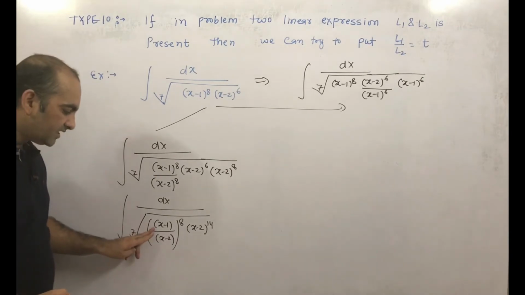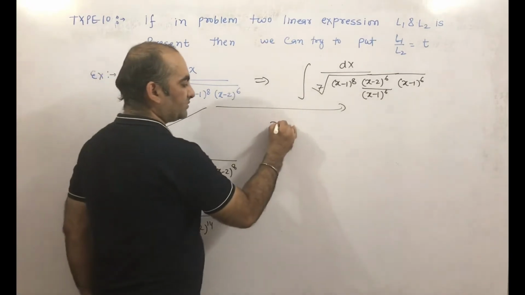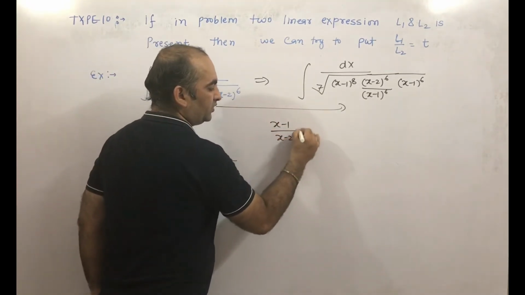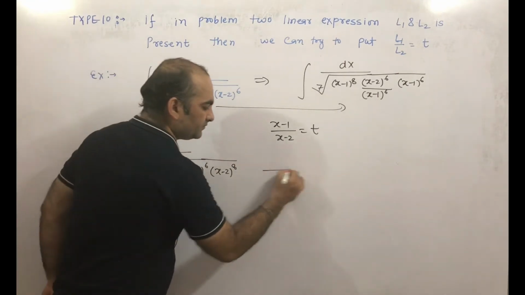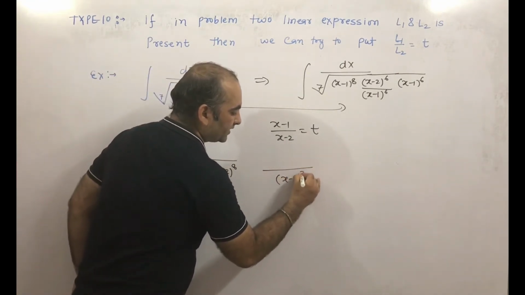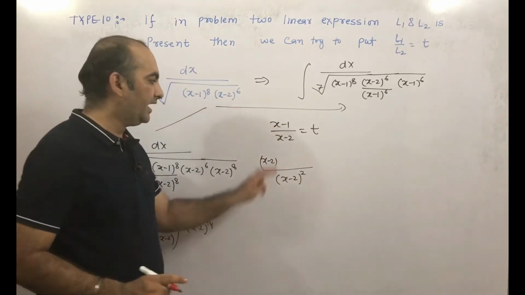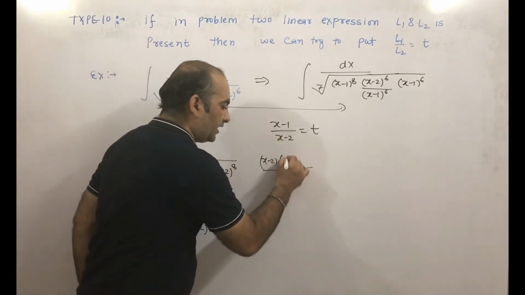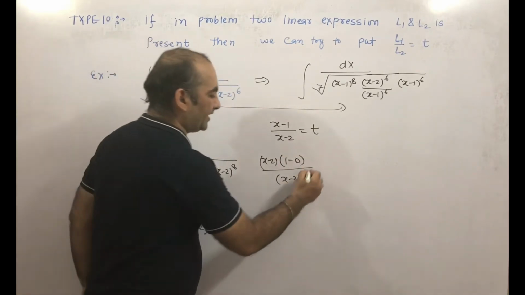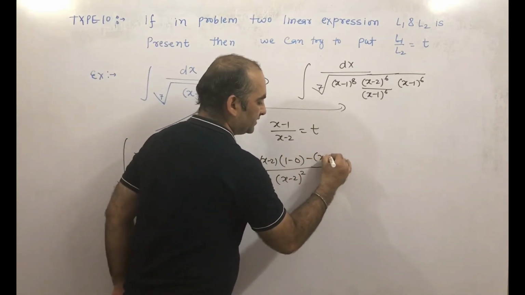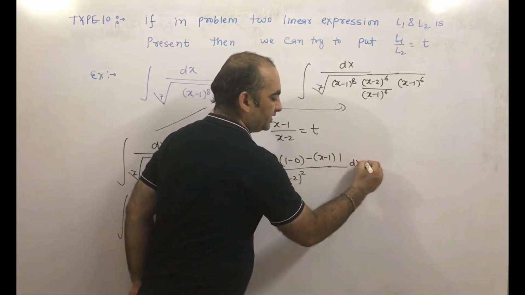So here you will take x minus 1 divided by x minus 2 as t. Then we will differentiate this one. So what will come here? (x minus 2) whole square in the denominator. x minus 2 is outside. x minus 1 differentiated: x differentiated is 1 and minus 1 differentiated is 0, so 1 minus 0, minus (x minus 1), and x minus 2 differentiated is 1. dx equal to dt.